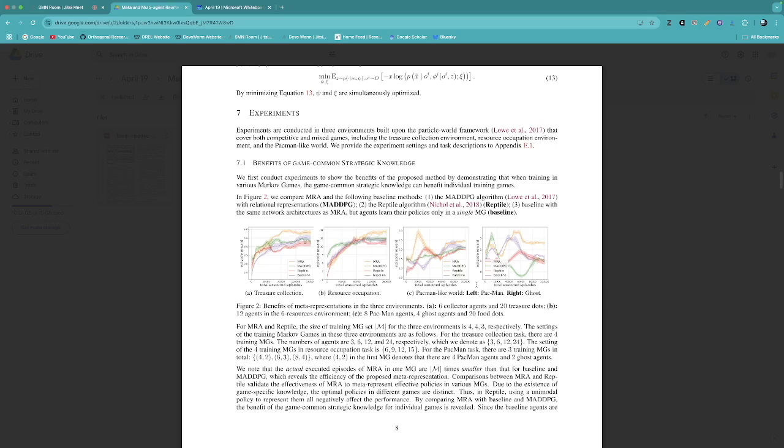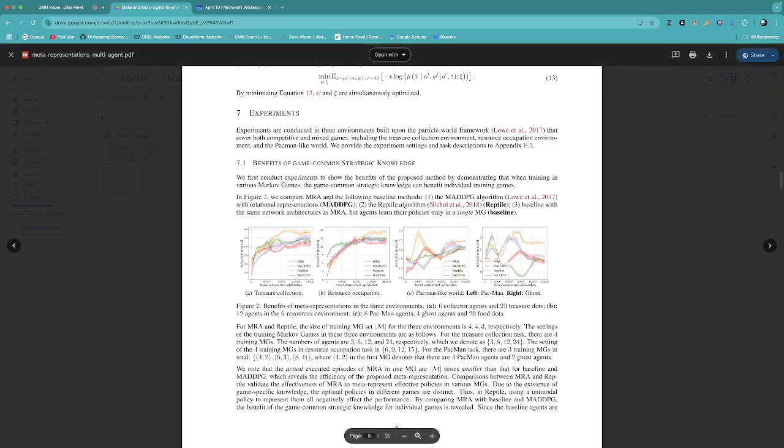And so we're looking at total executed episodes versus episode reward. And so let's see. We conduct our first experiments to show the benefits of the proposed method by demonstrating that when training in various Markov games, the game's common strategic knowledge can benefit individual training games. So in figure 2, we compared MRA and the following baseline methods.